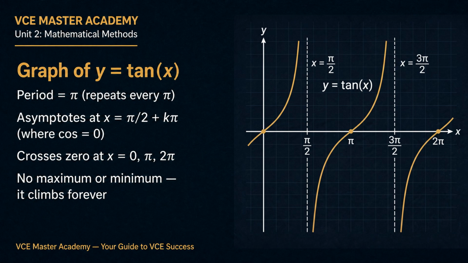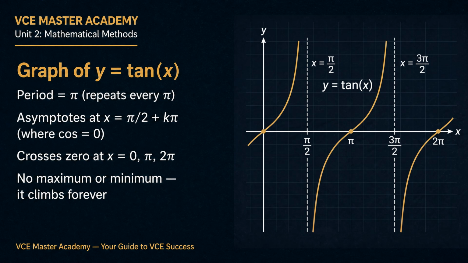First, it repeats every pi, so its period is pi, shorter than sine and cosine. Second, it shoots up to infinity at certain points. At x equals pi over 2, cosine is 0, and we cannot divide by 0, so the graph never touches those lines. We draw them as dashed vertical lines called asymptotes at x equals pi over 2, 3 pi over 2, and so on. Third, it crosses 0 at 0, pi, 2 pi.